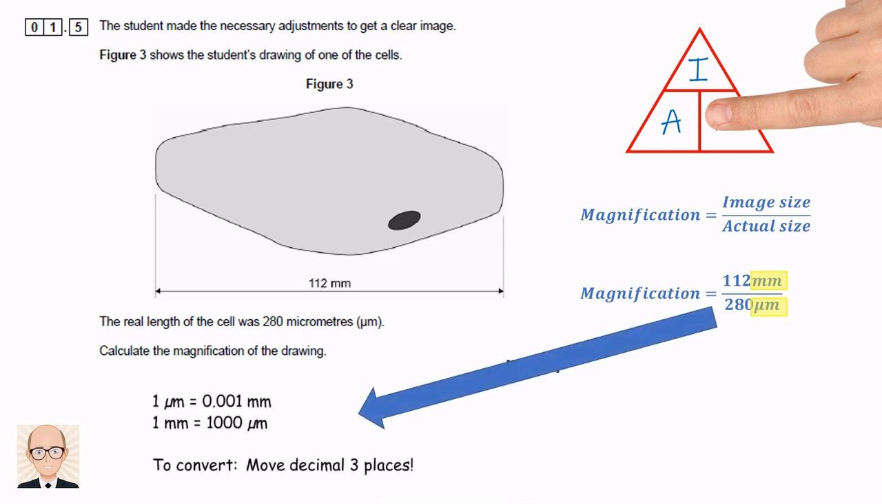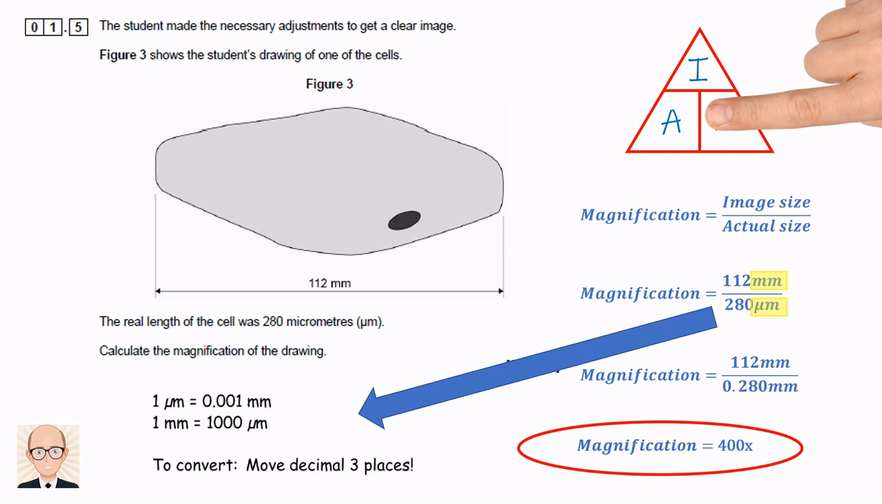So how do we do that? We can either convert the 112 millimeters into micrometers by multiplying by 1000, or we can do it the other way around and convert the 280 micrometers into millimeters by dividing by 1000. So let's convert the 280 micrometers into 0.28 millimeters. Now the units are the same, we can complete the calculation. We've got 112 millimeters divided by 0.28 millimeters, which gives us the magnification of 400 times.